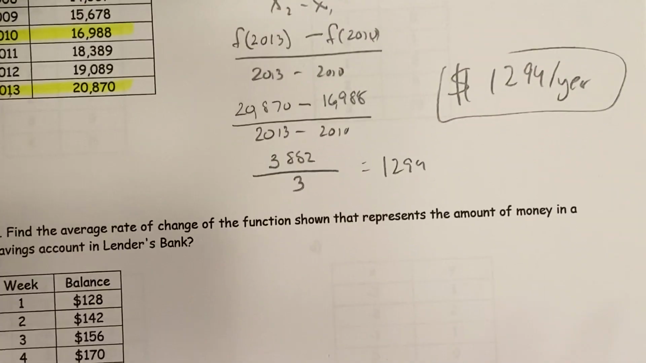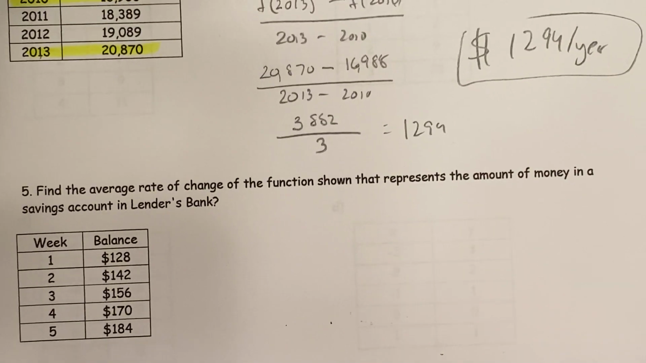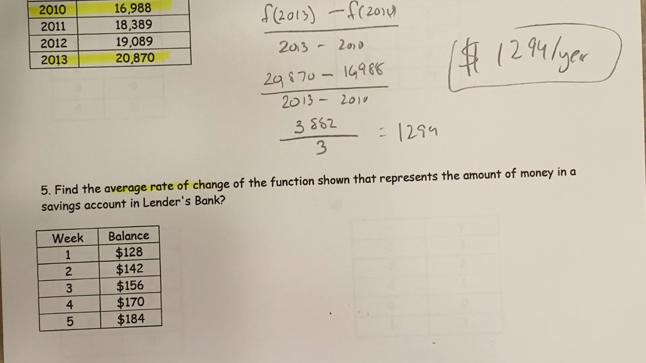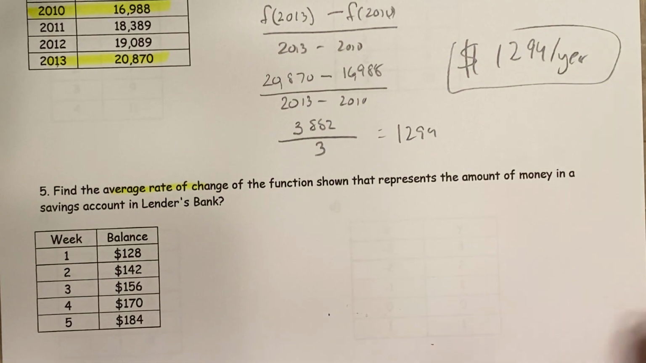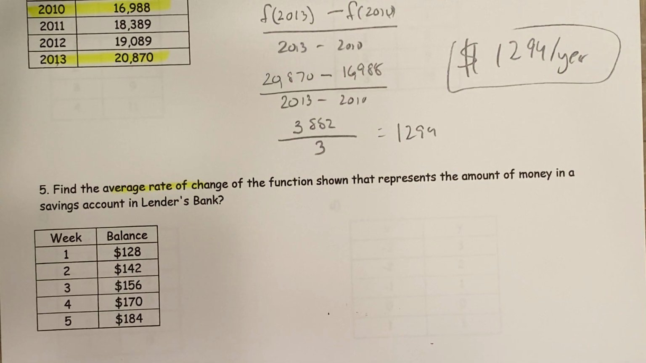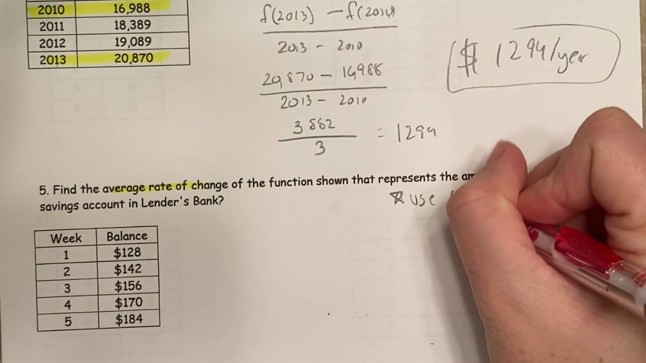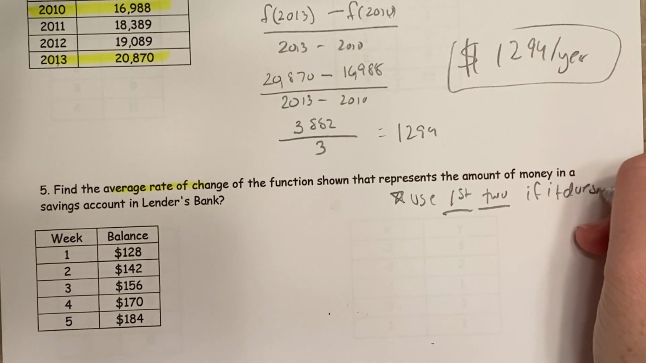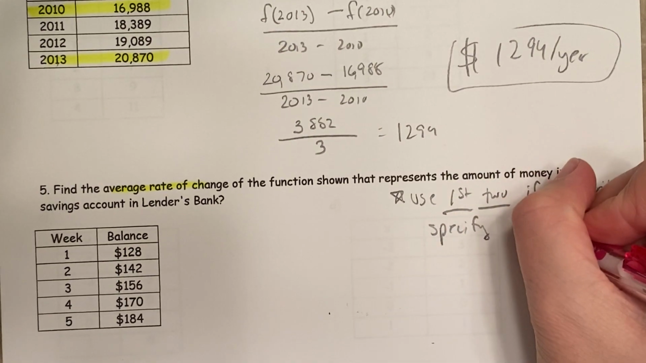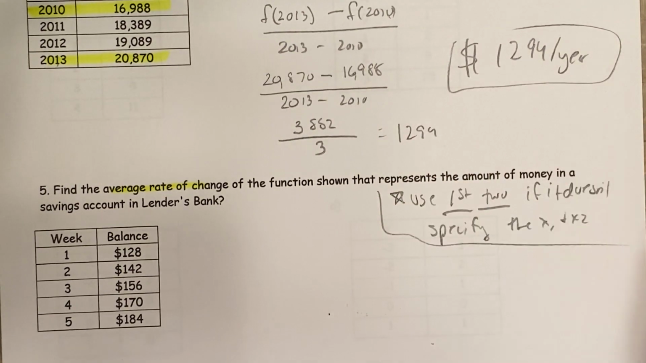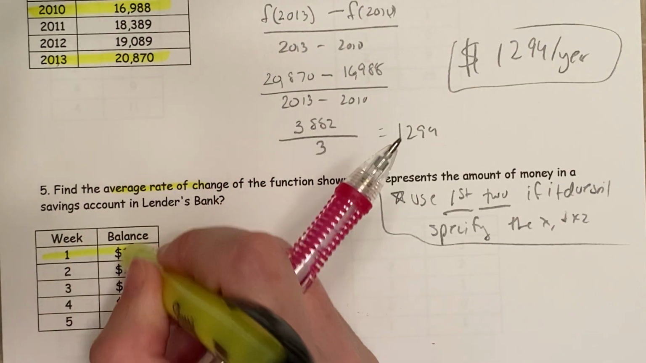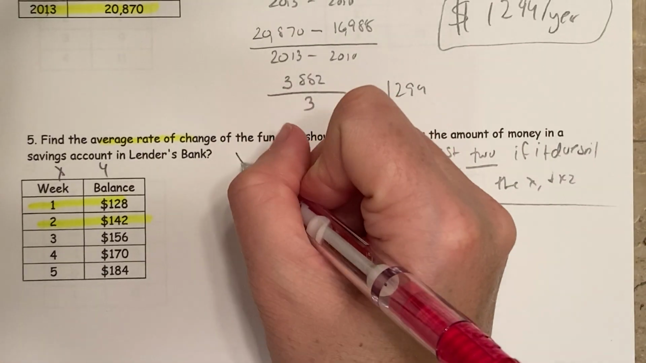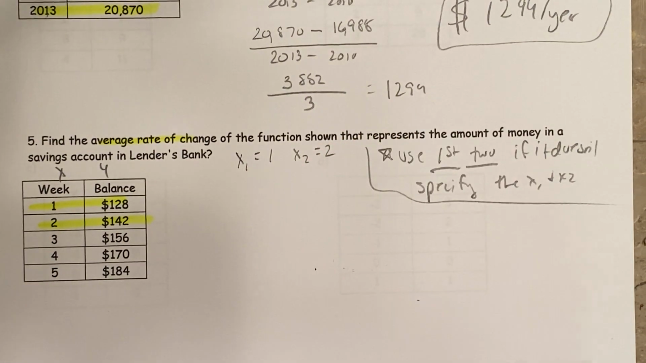All right, number 5. Average rate of change. Let me zoom out a little bit. Average rate of change that represents the amount of money in the savings account. So where's my x1 and where's my x2? They don't tell me. If they don't tell you, use the first 2. If it doesn't specify the x1 and x2, you can use the first 2. Usually it does, but this is one of those just in case. So our x1 is going to be 1 and our x2 is going to be 2.